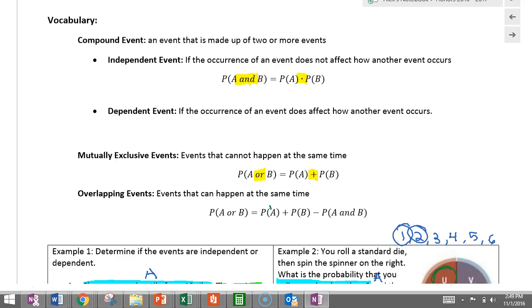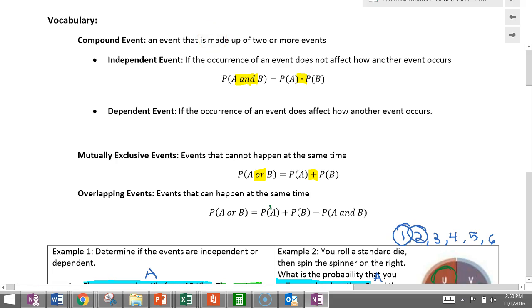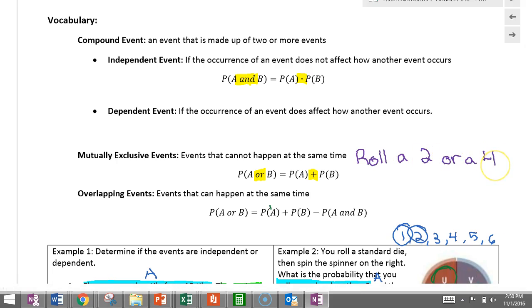For example, if I'm rolling a die, I can roll a 2 or a 4. Rolling a 2 or a 4. I can't have a die show a 2 and a 4 at the same time. Just can't happen. Okay. So overlapping events are events that can happen at the same time, right? So those are just kind of like opposites, like independent and dependent events are opposites.